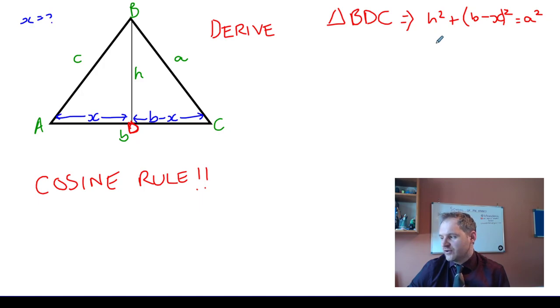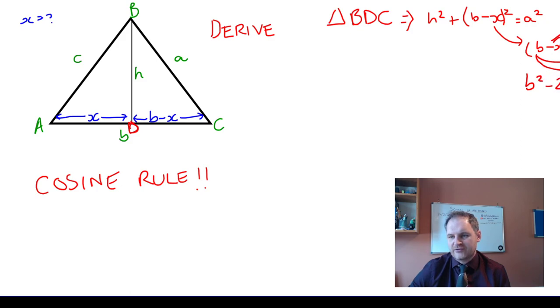The next thing we do is expand that bracket: (b minus x)(b minus x). That's b times b, b times x, minus x times b, and minus x times x. That will give us b squared minus 2bx plus x squared. That makes h squared plus b squared minus 2bx plus x squared.